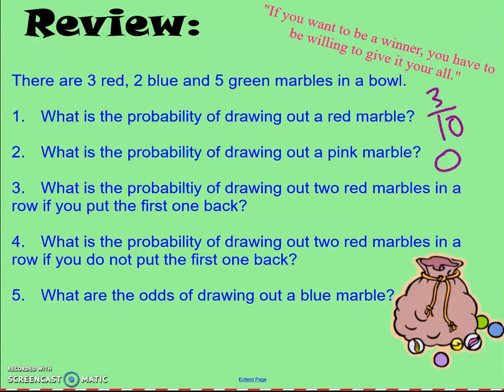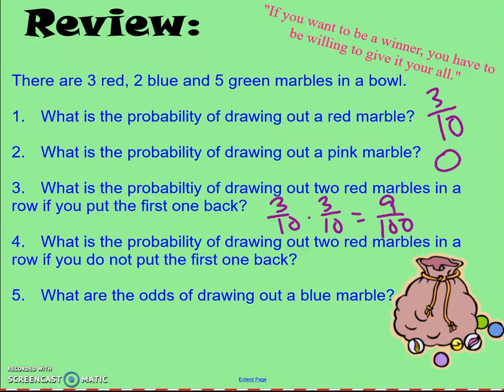For the next two, the probability of drawing out 2 red marbles in a row, if you put the first one back, on this one we're going to have to multiply those together. So 2 red marbles would be 3 out of 10. We put the marble back, so there's still 3 red marbles out of 10. So the probability would be 9 out of 100.